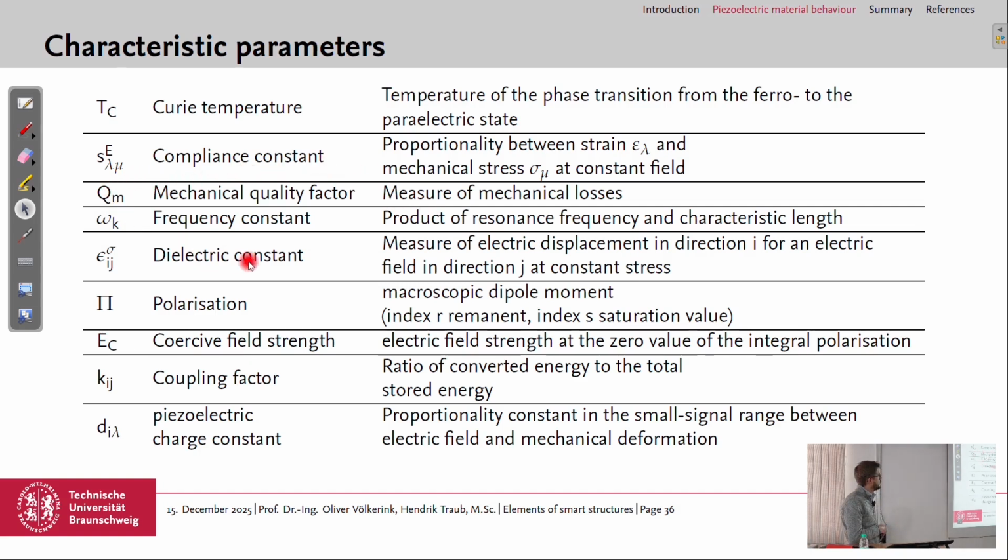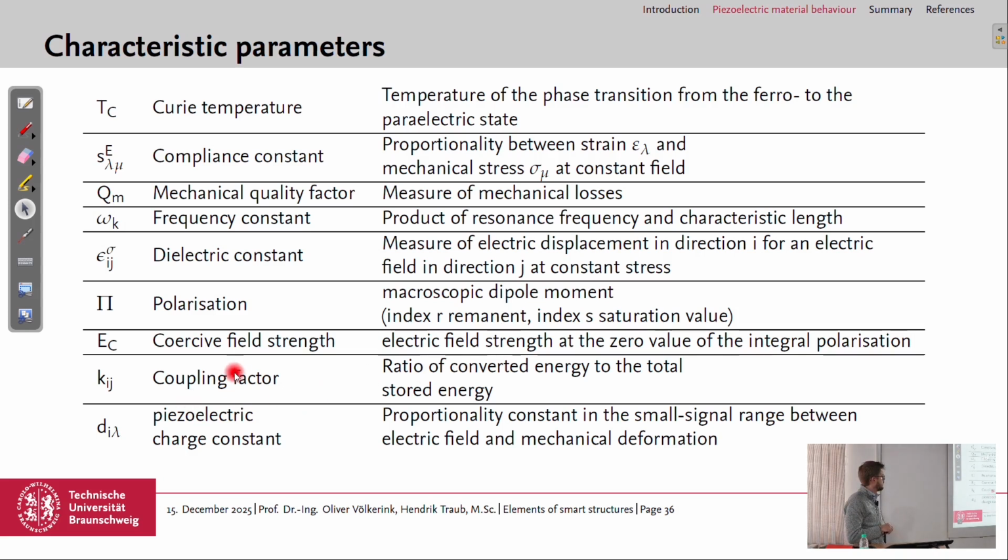We have the frequency constant. We don't have a look in this lecture, so you can neglect it at this place. We have the dielectric constant, which measures the electric displacement in direction I for an electric field in direction J. So yeah, other indices, but same meaning. Polarization, capital P, is the macroscopic dipole moment.